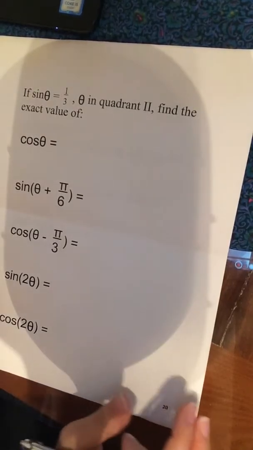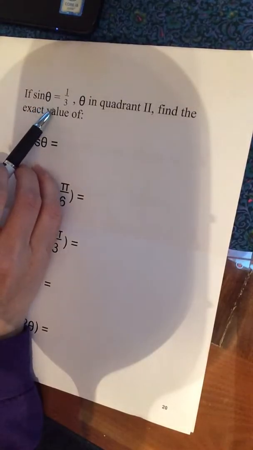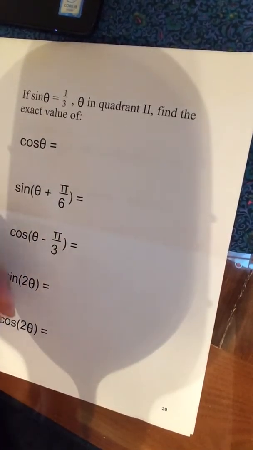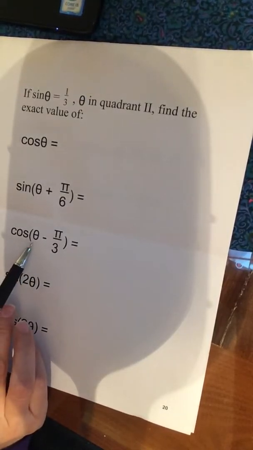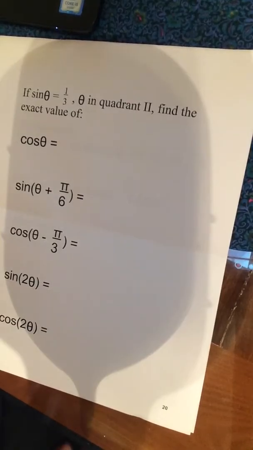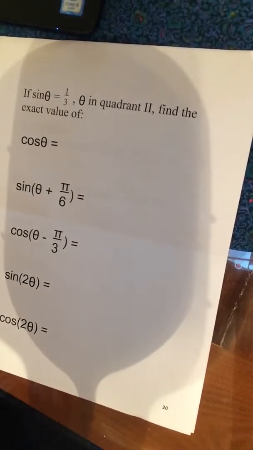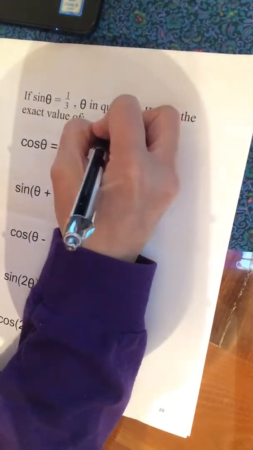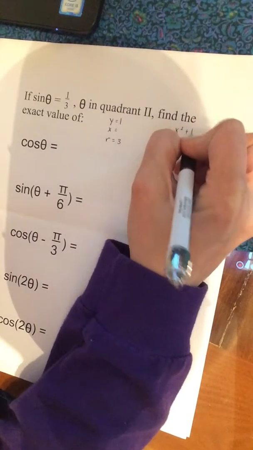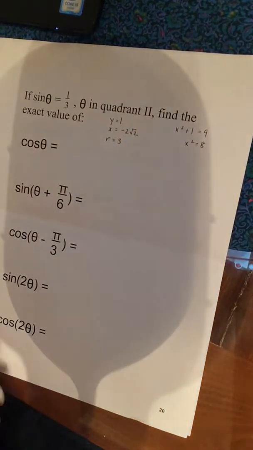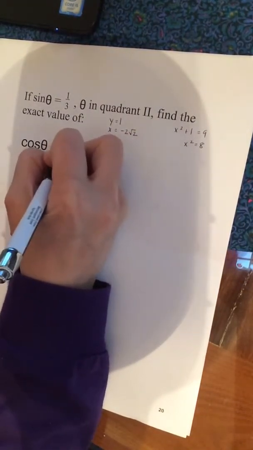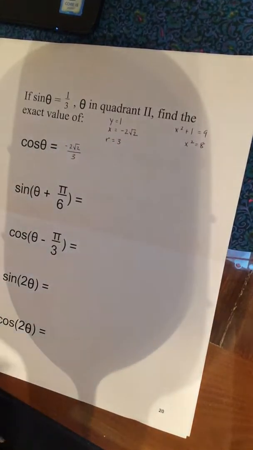Now, let's take a look at this example. If sine of theta equals 1/3, a positive 1/3, and theta is in quadrant 2, we need to find the exact values of cosine of theta, sine of theta plus pi over 6, cosine of theta minus pi over 3, sine of 2 theta, and cosine of 2 theta. Okay, so I'm going to start by saying that y is 1, x is what I'm looking for, and r is 3. Since I'm in quadrant 2, x is going to be negative, so I've got x squared plus 1 equals 9, x squared equals 8, so x equals negative 2 square root of 2. Okay, so to find cosine of theta, we'll take our x over our radius. So negative 2 square root of 2 over 3.